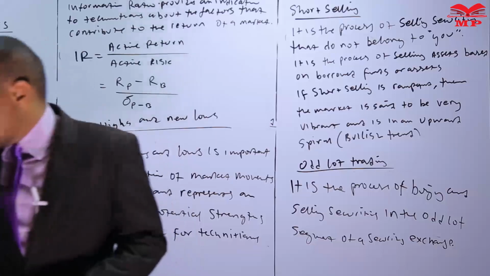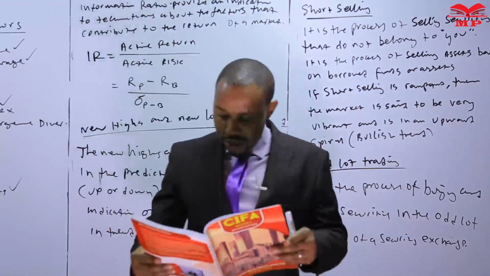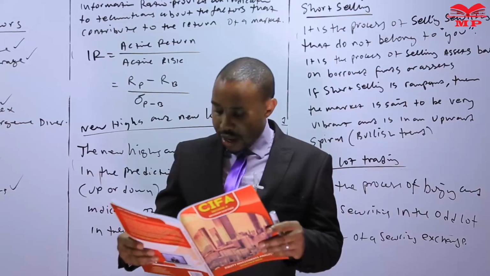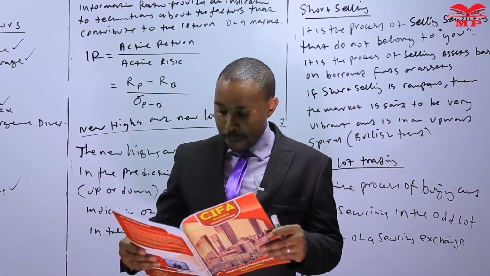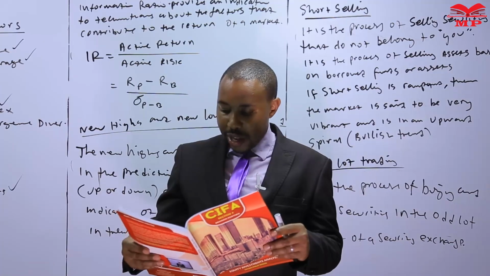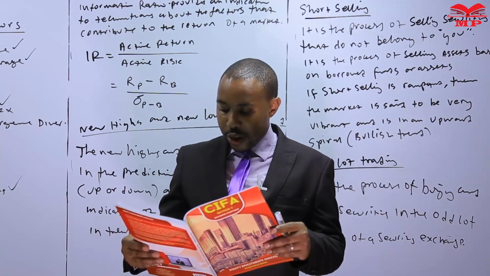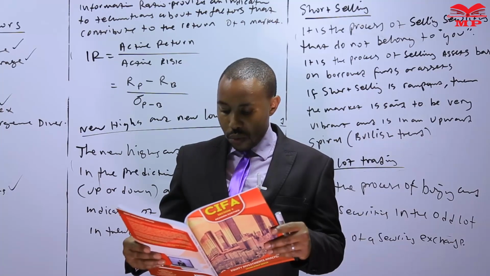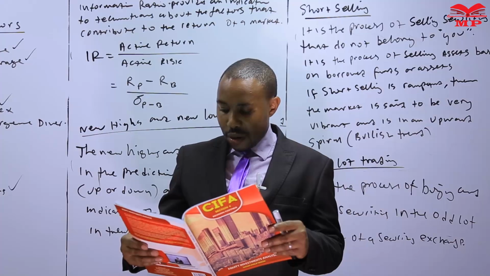These are questions that you should try and look at. The first question was tested in November 2016, question 5B. It reads as follows: number 1, explain the term technical analysis as used in equity valuation. Number 2, discuss 3 principles underlying technical analysis.